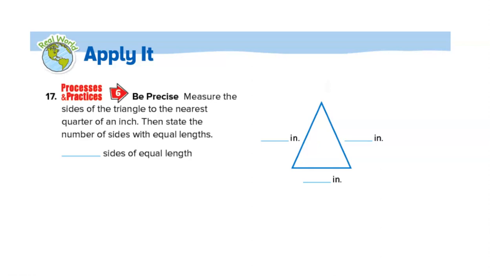They want us to figure out how many sides are of equal length. Before we measure and look at the measurements, taking a look at it, what do you think? Do you think 1, 2, or 3 sides are of equal length? And I guess it can't be one side because then it wouldn't be equal with anything. So do you think 2 sides are equal or all 3 sides are equal length?